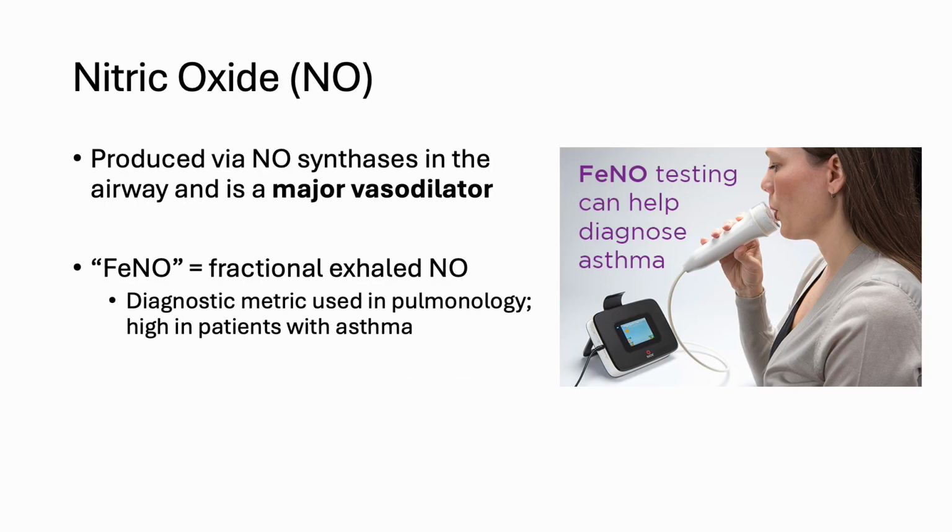So again, nitric oxide, I talked about this a little bit earlier, but this is one of the major vasodilators in our body. It's produced by nitric oxide synthase, especially in the airway. And FeNO tests, if you've ever heard of these, stands for fractional exhaled nitric oxide. And these can be used to help diagnose asthma or do other pulmonological tests. And we basically see that these are higher in patients with asthma.